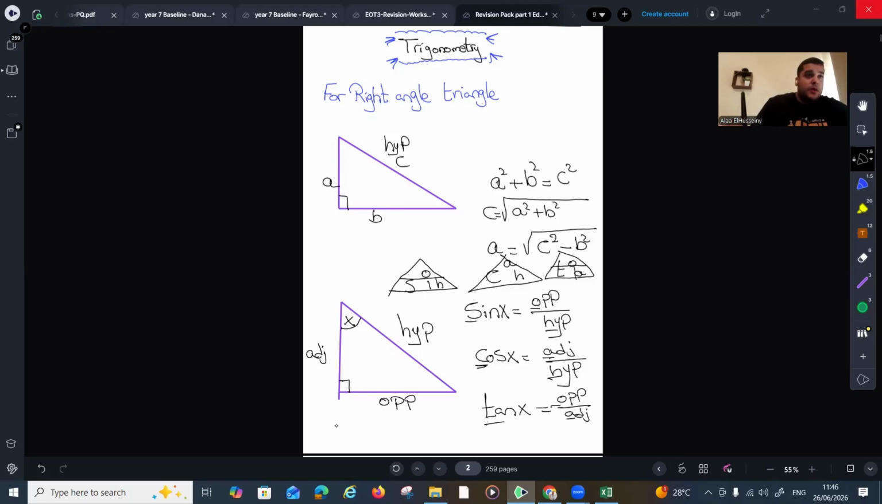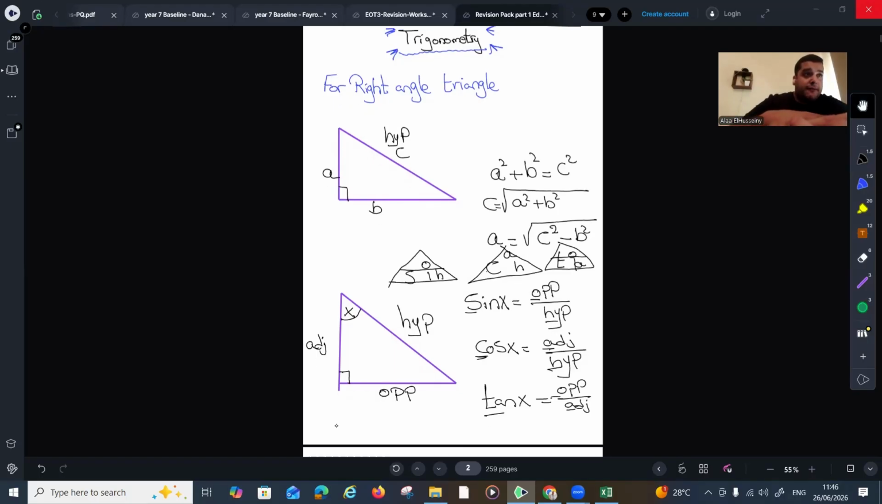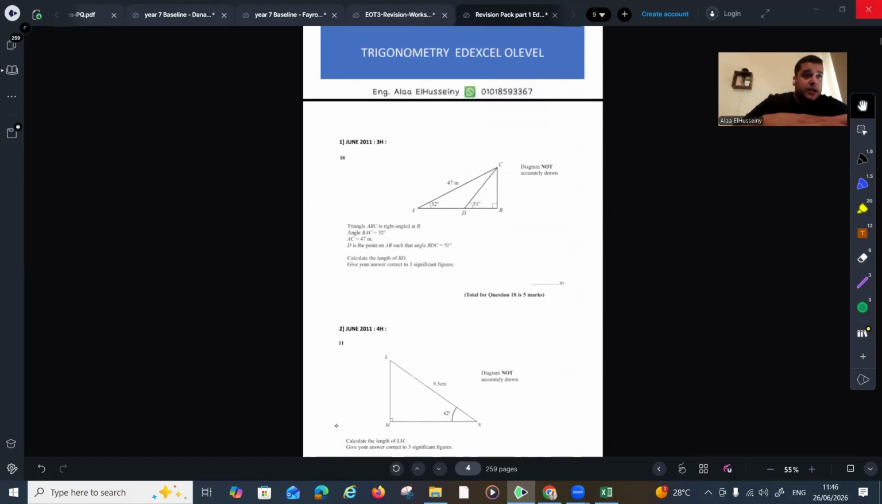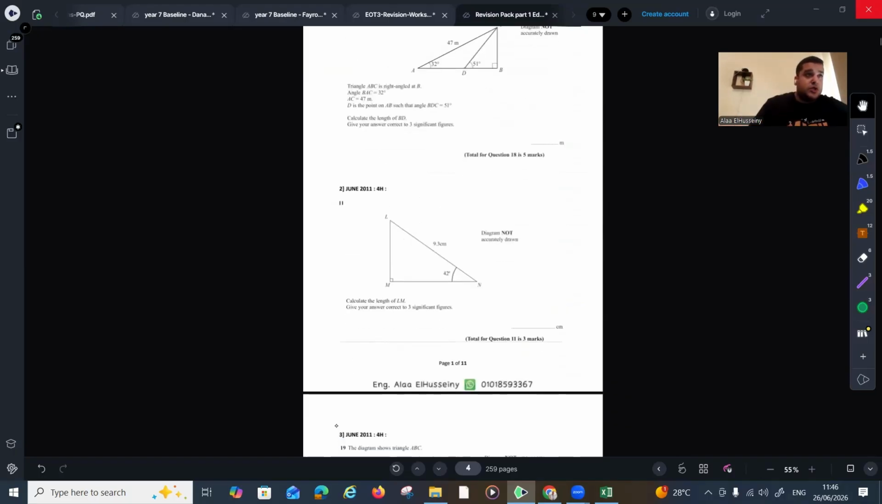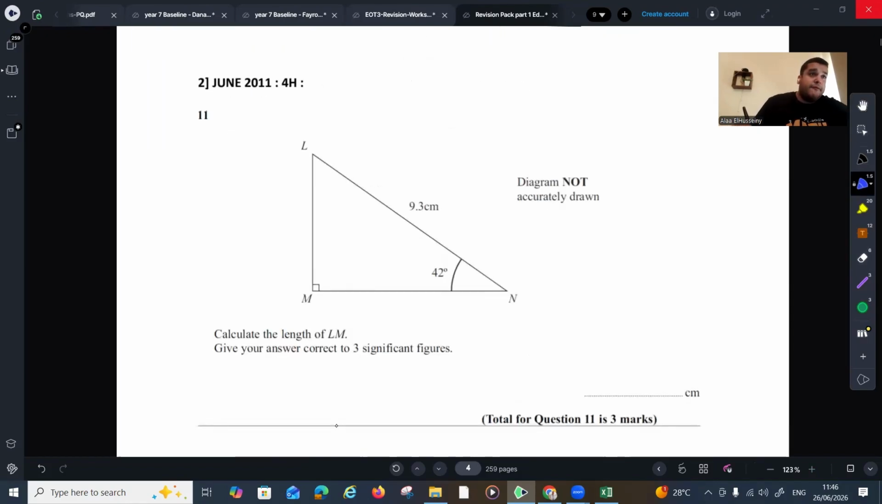Okay. So let's practice some questions. If we have a right angle triangle like question 2, that's question 2 from June 2011, paper 4H. We have a right angle triangle and we want to get the length of LM. How do we get the length of LM? First I will name it X, that's the unknown side that I want to get. Now, I have to name the three sides of the triangle: who's the hypotenuse, who's the adjacent, and who's the opposite.